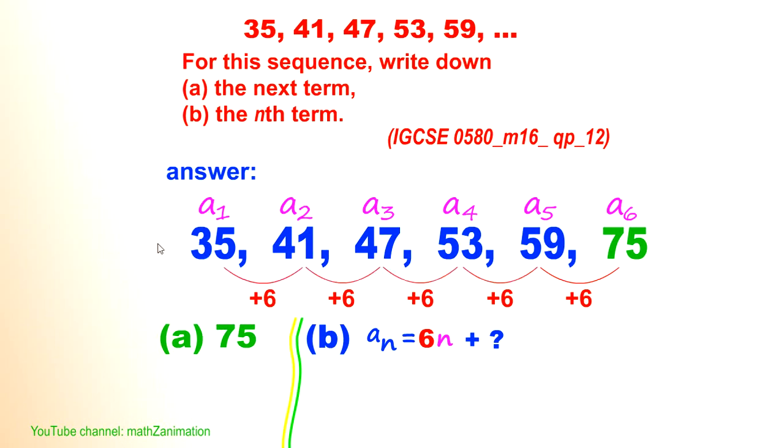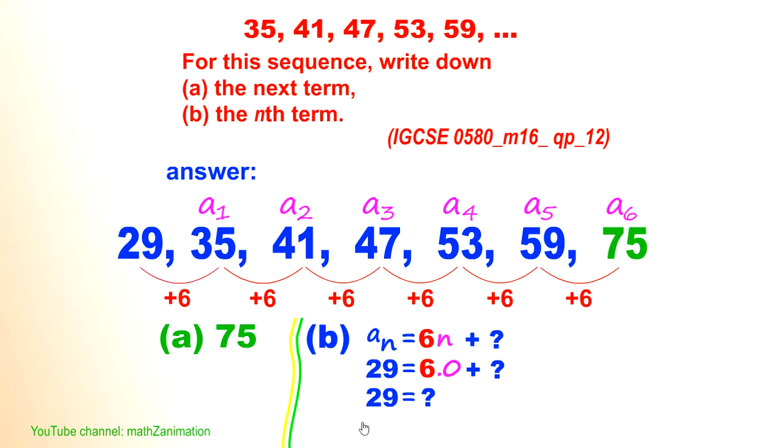So the number of the term before the first term, when n equals 0, the zeroth term is equal to 29, because 29 plus 6 is 35. So we get the general formula a sub n equals 6n plus 29. Okay, you get it? How to find the n term of the sequence?